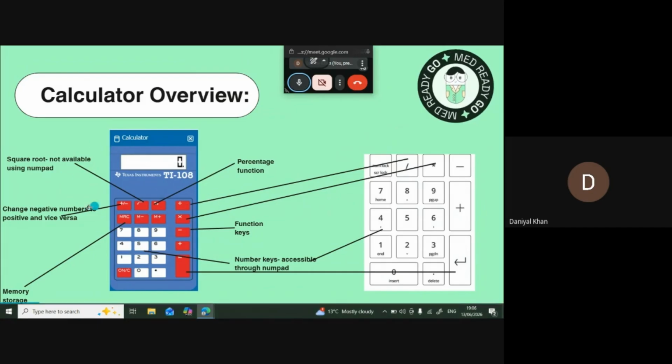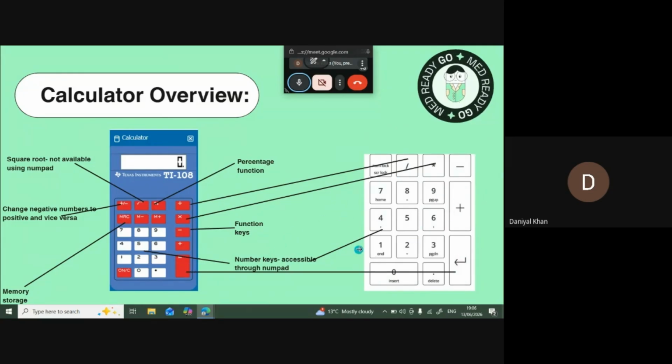Okay, so going through all the functions, you have the square root. It's not available on the number pad. I don't think I really ever used it in the UCAT, but yep, it's that button right there with the square root sign. Then you have the function keys, so that's your addition, subtraction, multiplication, and division. Your division being the slash, multiplication being the star, the subtraction being subtraction, and the adding being the adding, and then your equals is the enter.